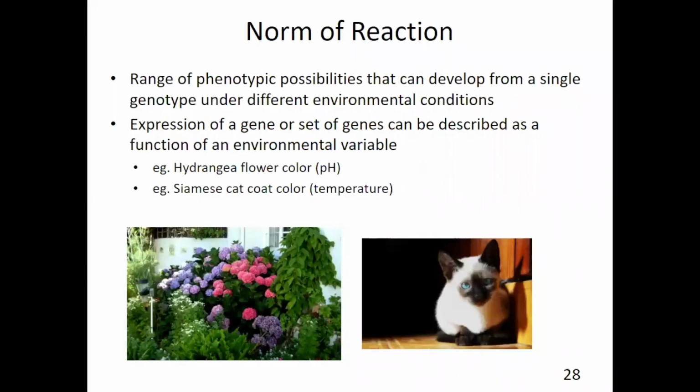There are examples of organisms in which expression of certain genes is influenced by the environment. For example, these are hydrangeas, and the flower color of these hydrangeas is influenced by the pH of the soil. Another example of how the environment can influence expression of genes is the fur color in Siamese cats.